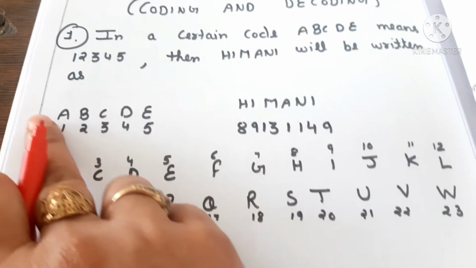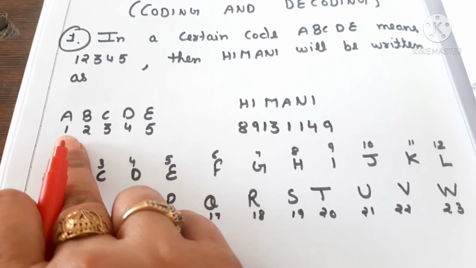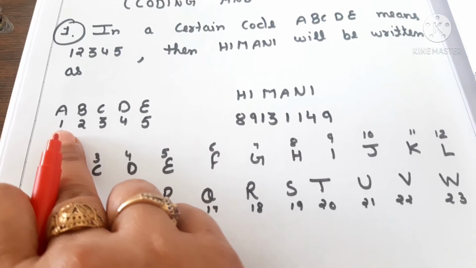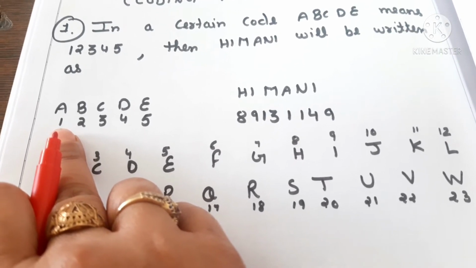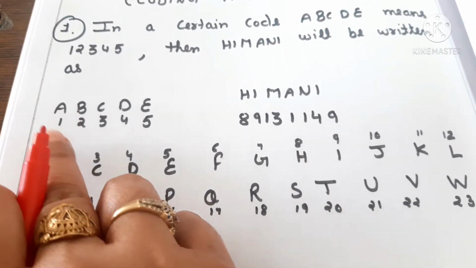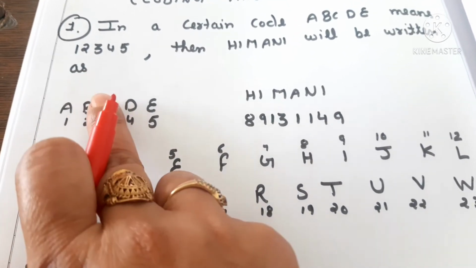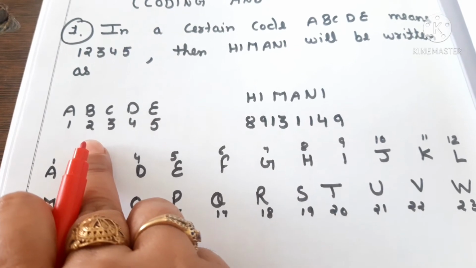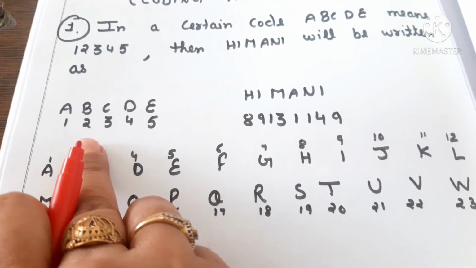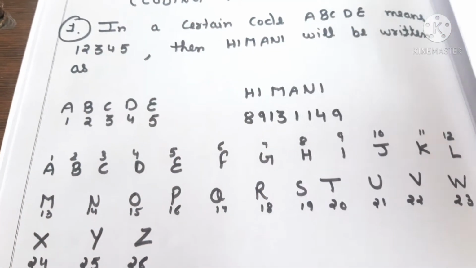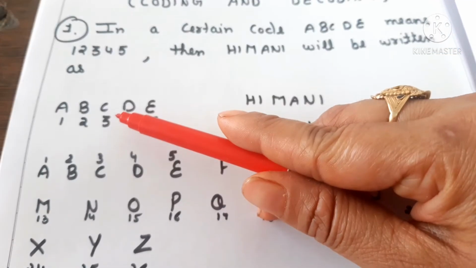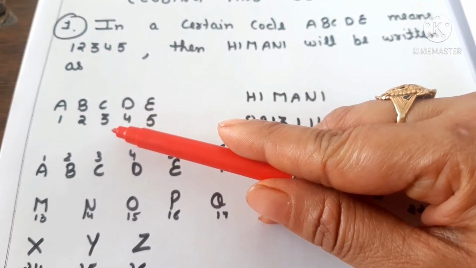Okay, so it means each and every alphabet is coded with the respective position of that alphabet in the alphabet series. Because A is at the first position, what have we done? We coded A in the form of 1. B is written at the second position, so we coded B as 2. The same way, C comes at the third position, so we coded C as 3.